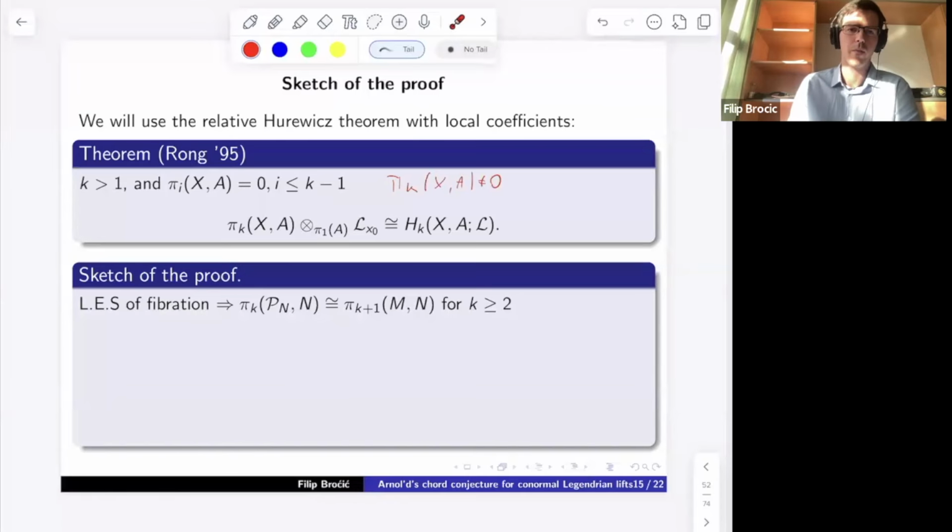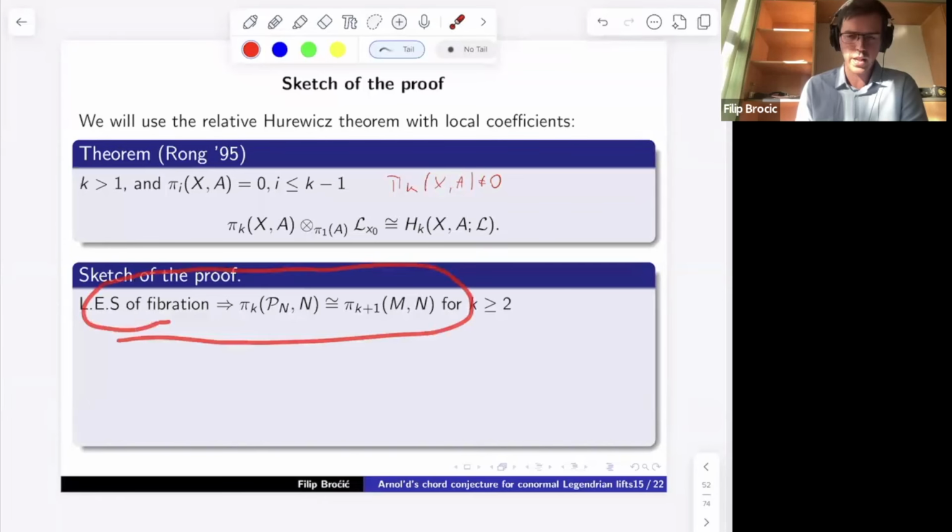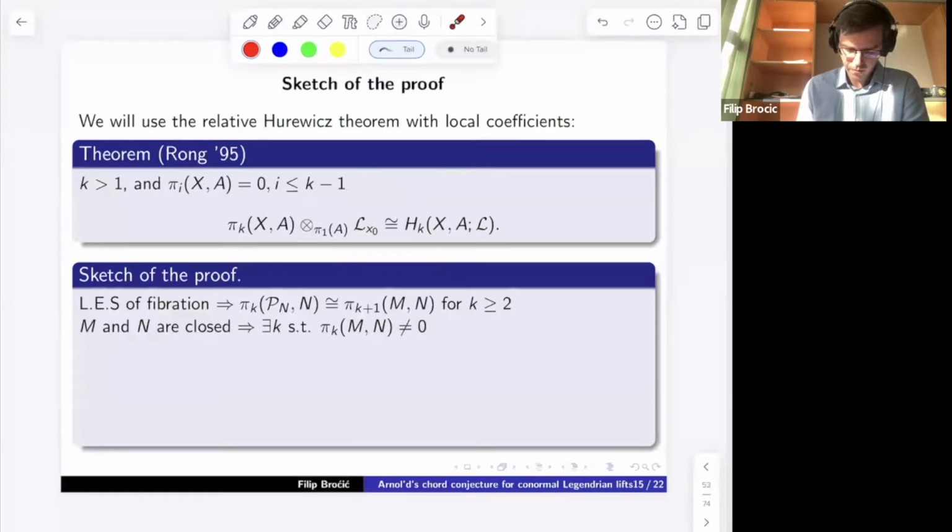Now, having this in mind, let's give a sketch of the proof of our main theorem about the chord conjecture for conormal bundles. From the long exact sequence of fibration, we can relate the kth homotopy group of the pair of the space of paths and the space of constant paths with the (k plus 1)th homotopy group of the pair (M, N). Then since both M and N are closed, we know that there exists some k such that relative pi k should be non-zero.